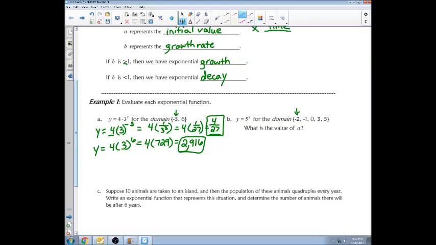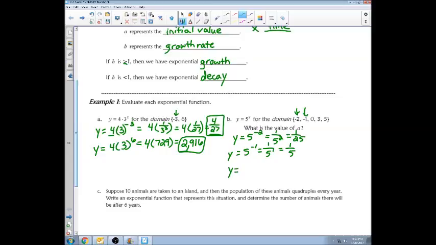I'm going to put negative 2 in for x. So I have y equals 5 raised to the negative second, which is really 1 over 5 to the second, which is 1 over 25. For negative 1, I would have 5 raised to the negative first, which is really, not negative first, I'm sorry. Once I flip it, that exponent turns positive, so it's 1 over 5.